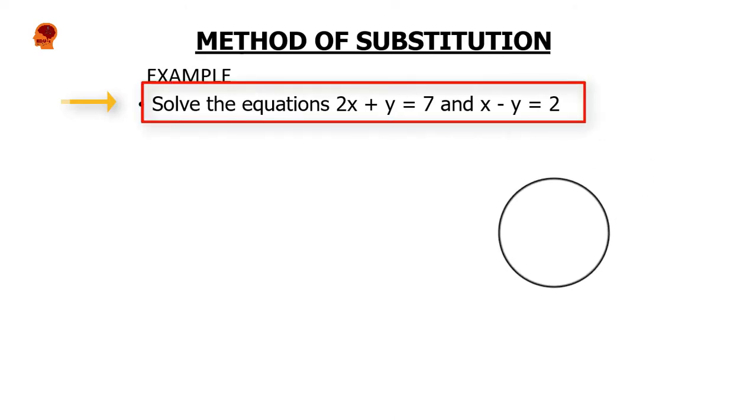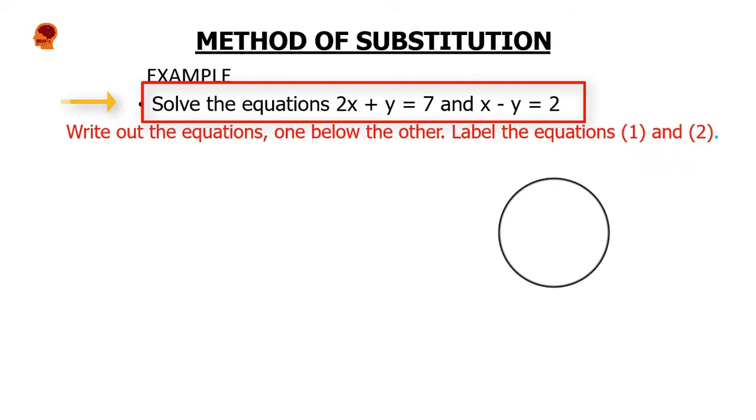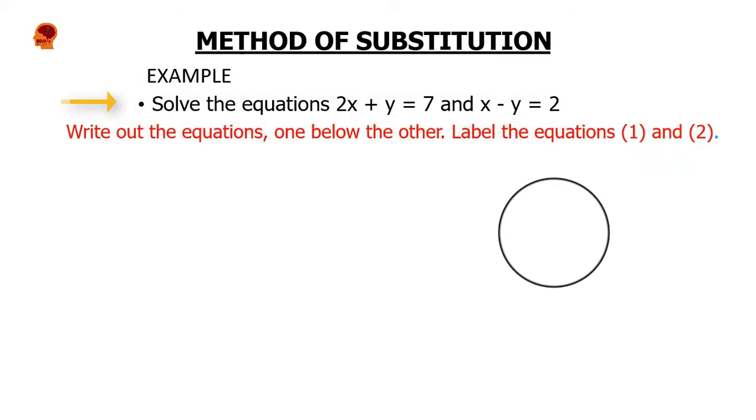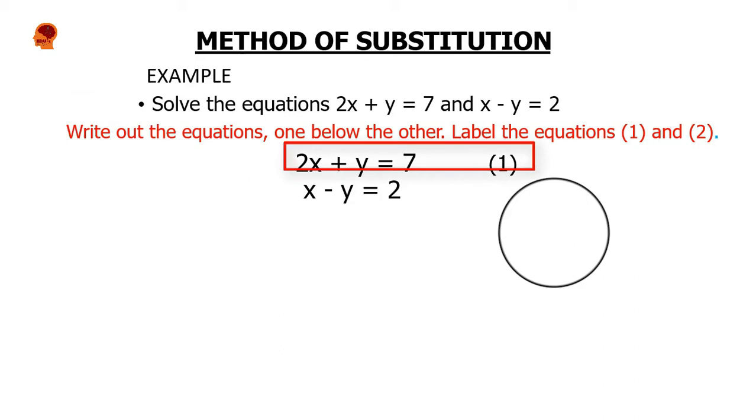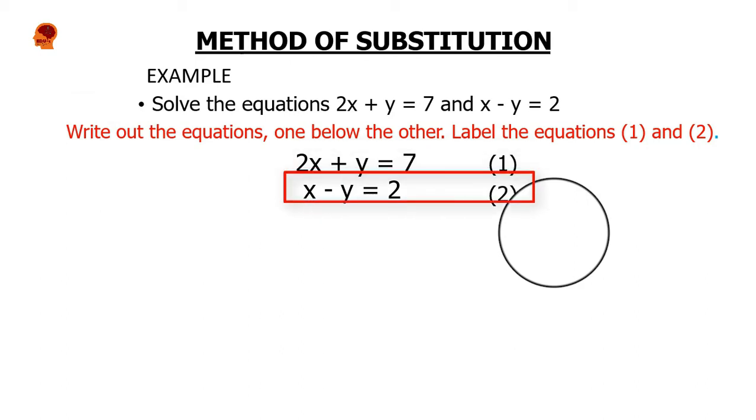The first thing to do is we write out the equations one below the other and then label the equations 1 and 2. I'm going to show you. Watch. Bam. So this is 2x plus y equals 7, and then you have x minus y equals 2. So I'm going to label 2x plus y equals 7 equation 1 and then x minus y equals 2 equation 2. Just follow me one after the other.